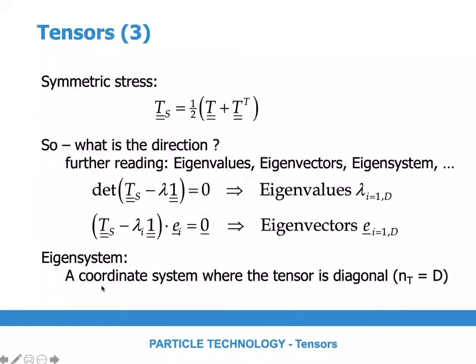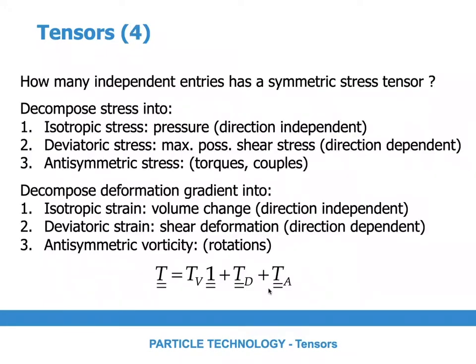Okay, and the eigensystem of the stress is the coordinate system where the tensor is diagonal. No shear stresses. That's what it means. I said that already, and that's the most important insight.